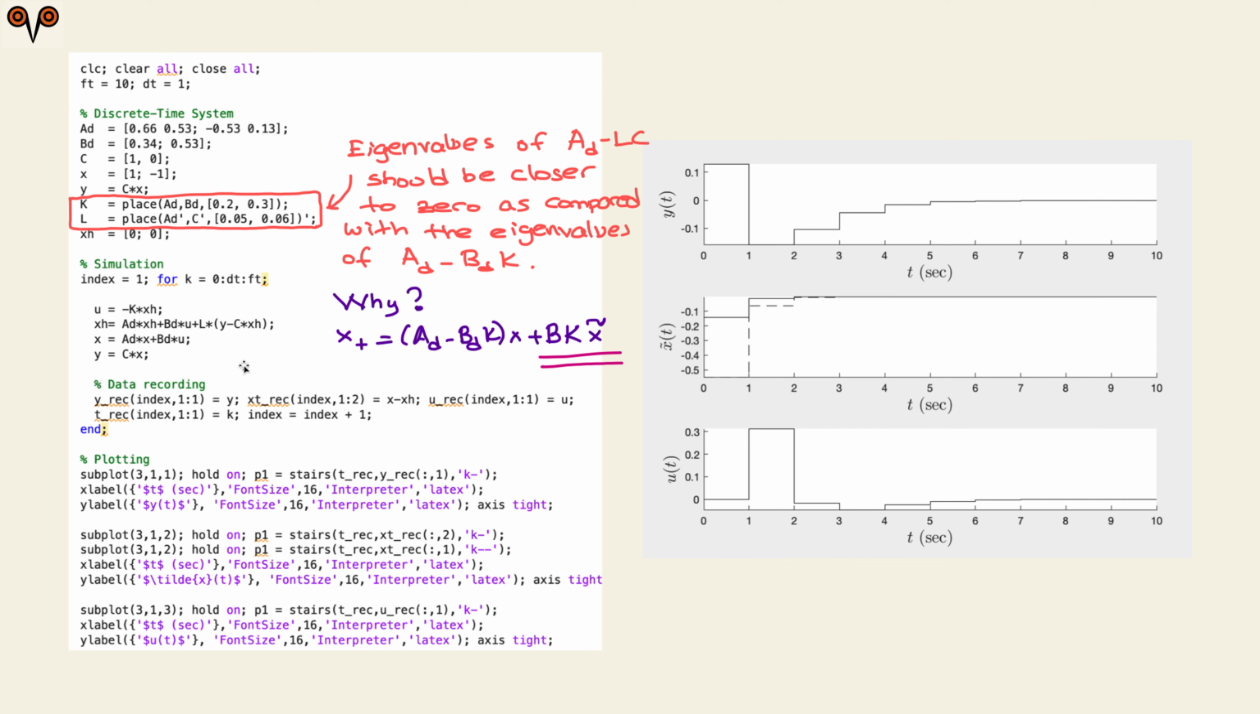This is the implementation. You can look at the code, basically plotting for visualization purposes. You can stop the video, copy the code, use it for yourself. So here is the output performance going to 0. X tilde estimation error for state 1, dashed line state 2 goes to 0, control signal.